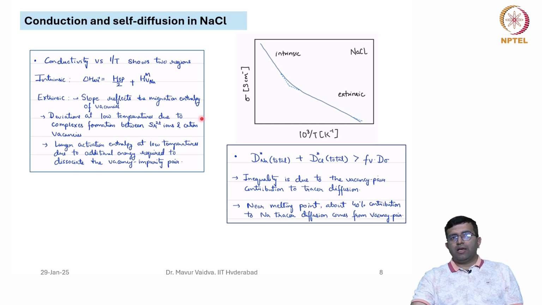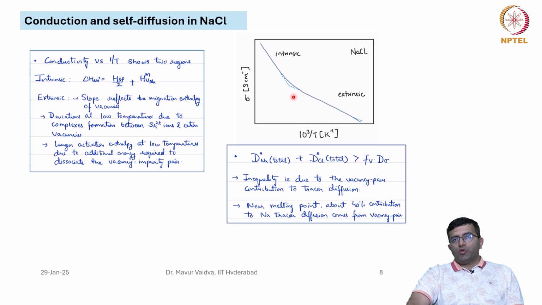So, you see that this is the intrinsic region where the slope is the maximum. Here you have two contributions, which are the Schottky pair and also the vacancy. Let us say we are talking about the sodium. So, the sodium vacancy migration enthalpy term is coming here.